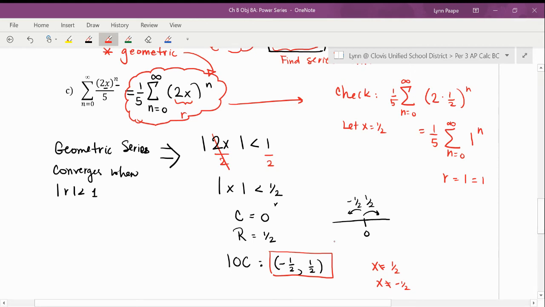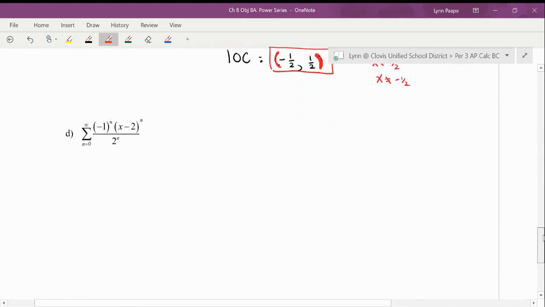And then you can always just plug in a few other numbers if you want to verify, but I'm just showing you that this is going to be parentheses instead of brackets, and that's because if X were 1/2 or -1/2, I would get an absolute value of a ratio that was equal to 1, which would be diverging. Okay, so let's take a look at one more here.